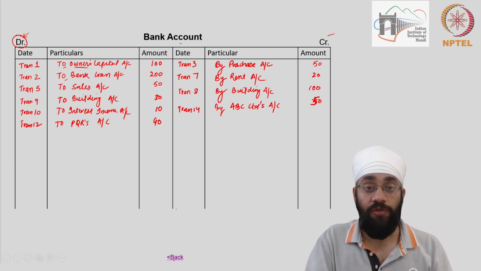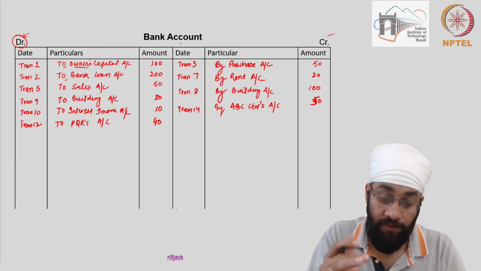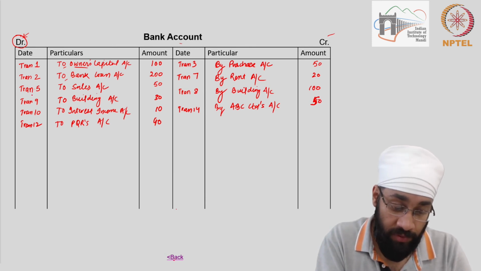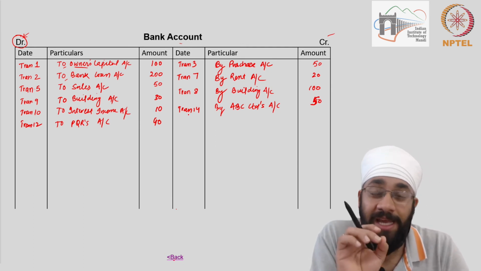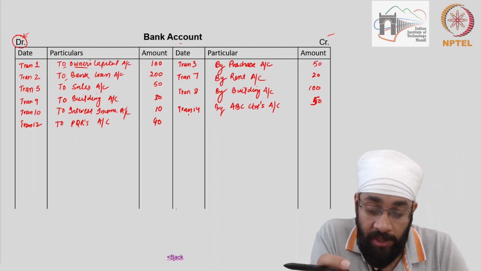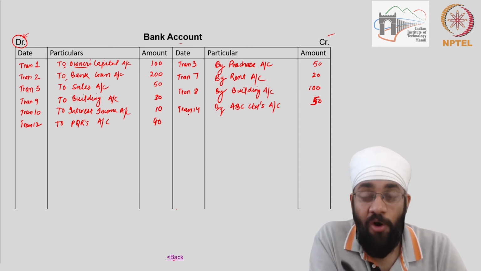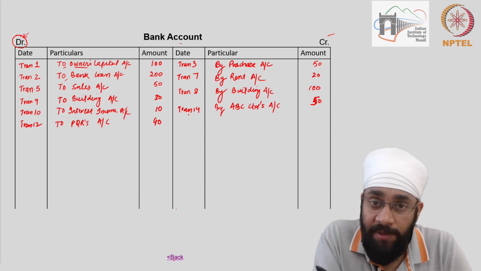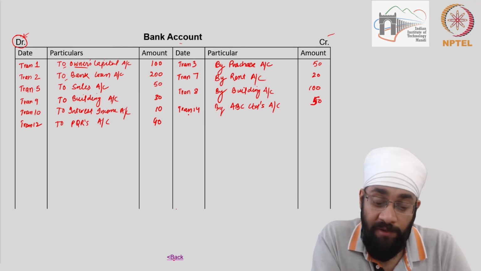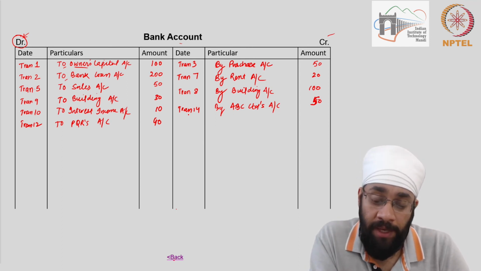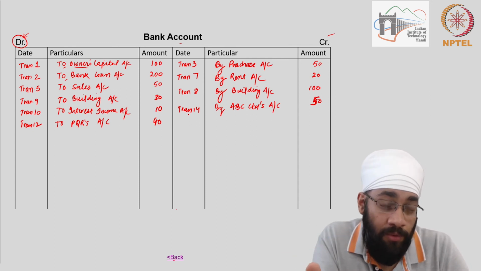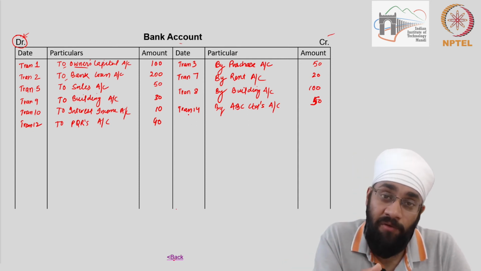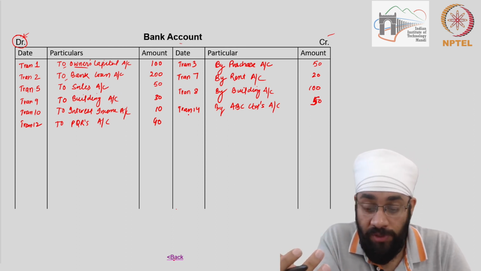And we are done. So we've gone through 14 transactions, and out of the 14 transactions, 10 transactions involved bank account. So you have brought all the transactions which affect bank account to one place. So everything is here. You can just look at this bank account and then come to a conclusion as to how did the bank account go up and how did the bank account go down. What were the receipts of bank account and what were the payments of the bank account.